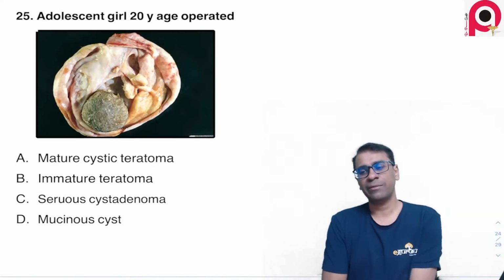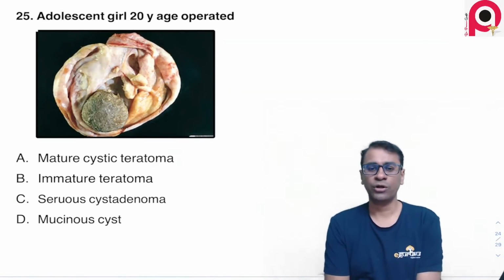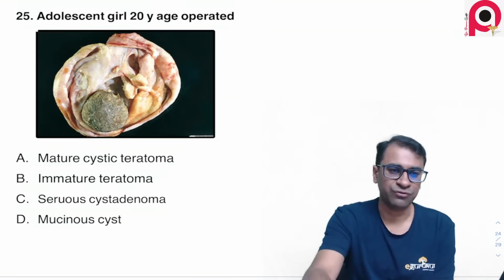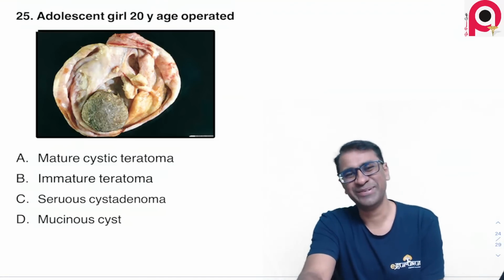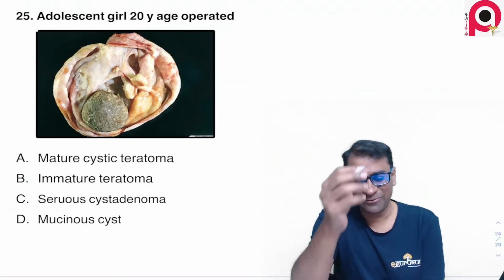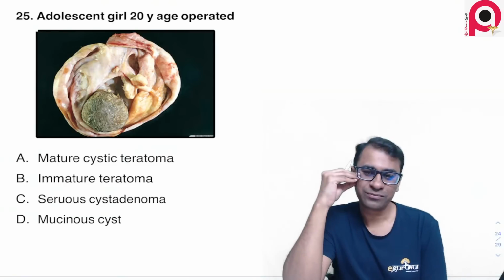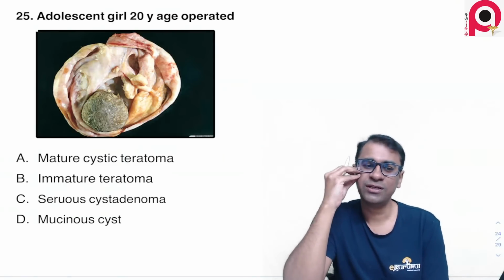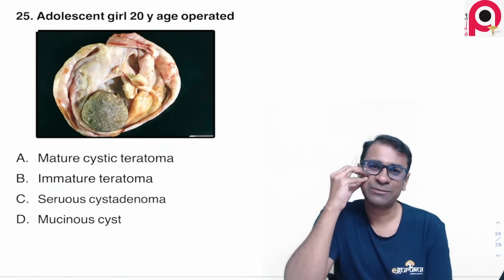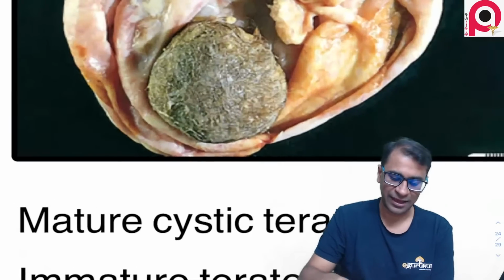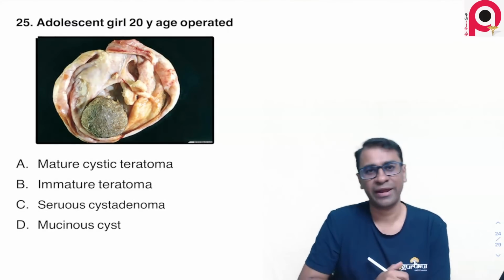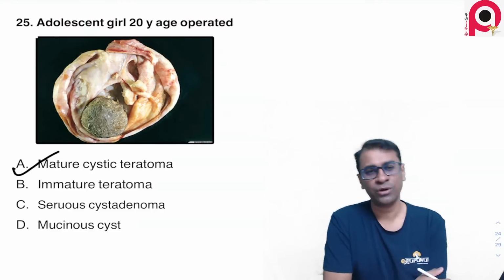Now, this was one image about which students have really complained a lot to me, that, sir, the image was very, very bad. What to do? Where the entire world is going towards 4K resolution, it's so heartening to see an image of quality as bad as that, where you cannot even make out the hair in this area, given in your exam. This looks to be a case of mature cystic teratoma.